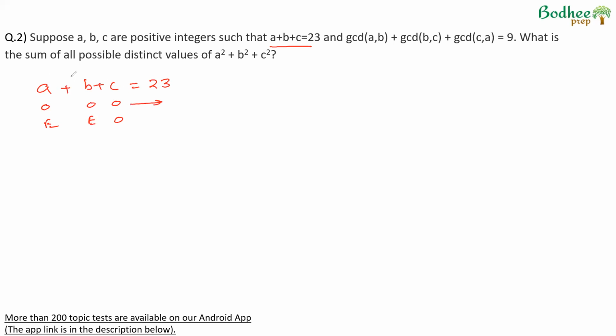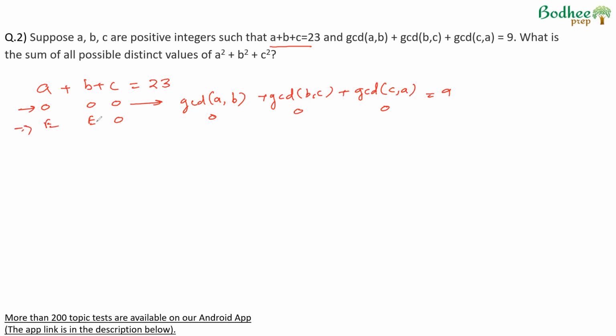Now, in the first case, assuming a, b, c are odd, we can say that GCD of a and b will be odd because two odd values can only have an odd value common. GCD of b and c will also be odd, and GCD of c and a will also be odd. Odd plus odd plus odd can give me 9. So there is a possibility here.